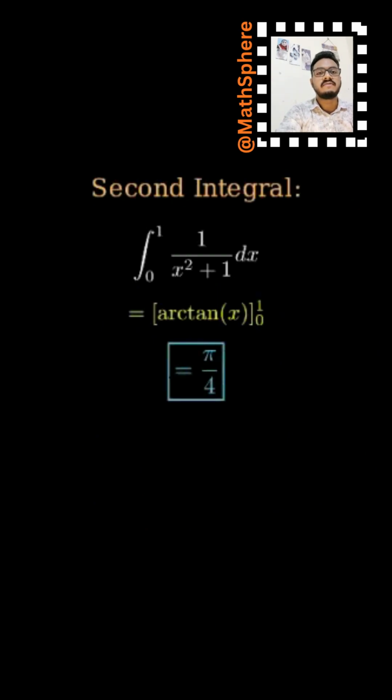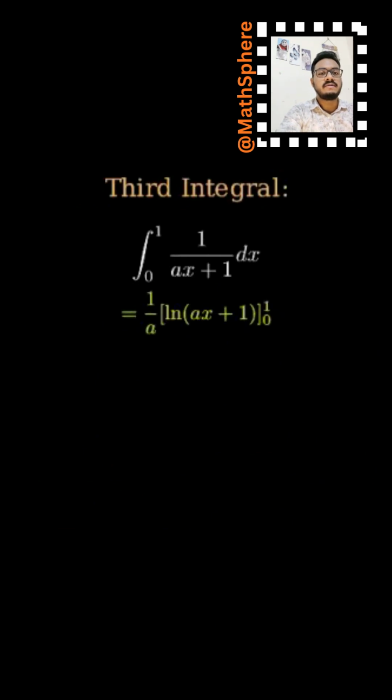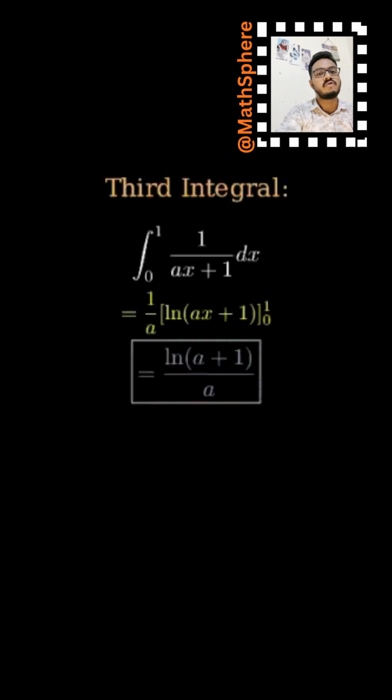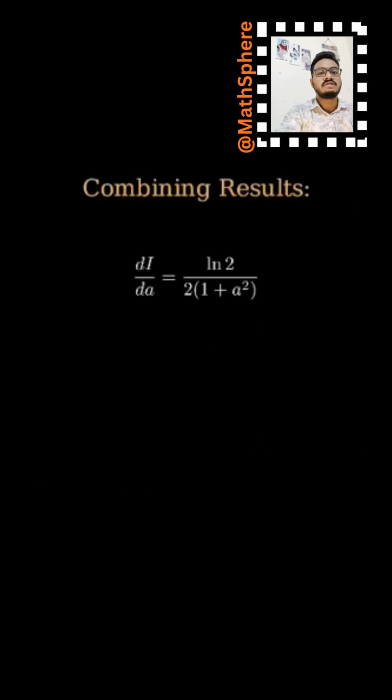For the third integral, which is the integral from 0 to 1 of 1 over (alpha x plus 1), that is basically log of (alpha x plus 1) over alpha, with limits 0 to 1. If we substitute x equal to 1, we get log of (alpha plus 1) over alpha. Now if we put all the values of the integrals into the expression which we got earlier, this is what we get as our dI over d alpha. Now we just have to integrate both sides with respect to alpha.